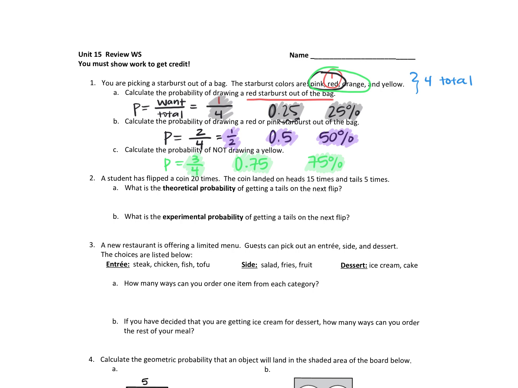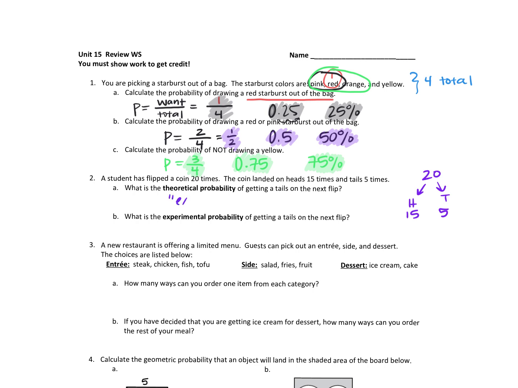Next up, we have a simple probability, but it's changed slightly. We're going to think about the difference between theoretical and experimental probability. Okay? So in this scenario, a student has flipped a coin 20 times, and out of the 20 times, it has landed on heads 15 times and tails 5 times. We want to know what's the theoretical probability of getting a tails on the next flip versus the experimental probability.